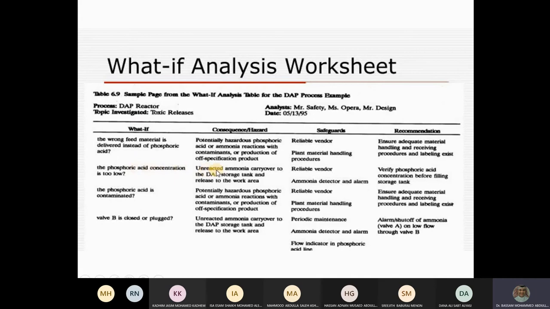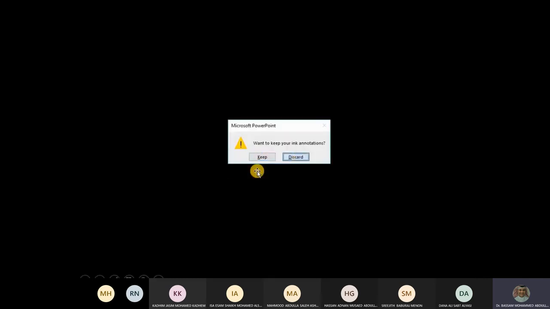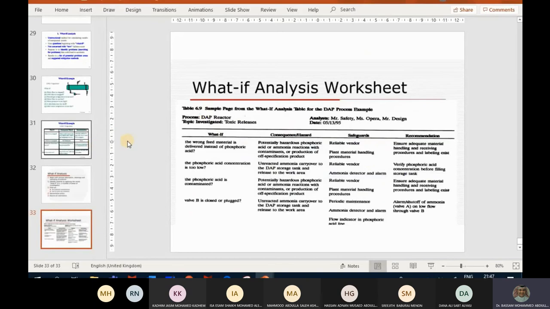We said if you have less phosphoric acid, you have more unreacted ammonia going to the storage tank and it goes to release. You have a safeguard, a detector and alarm for ammonia, of course, if there's a release. And the recommendation is to verify phosphoric acid concentration before filling the storage tank. Okay, we make sure that we have the right phosphoric concentration. We don't discover that this concentration was too low, so it's not reacting with ammonia and so on. So that was the part on what-if analysis.